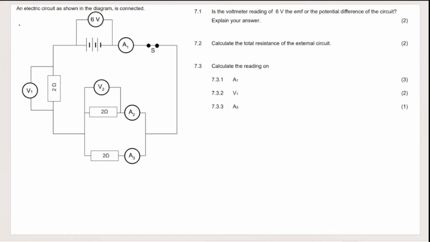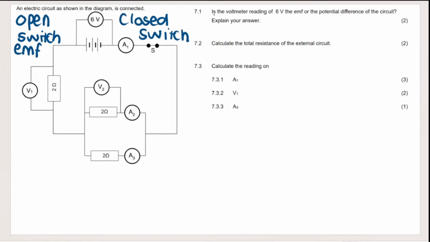So I'm just going to write a note for you here. If the switch is open, so open switch, then the voltmeter across the battery will read the EMF. If the switch is closed, so closed switch, then it'll read the potential difference of the circuit. So the answer here, is the 6 volts the EMF or the potential difference? It is the potential difference because the switch is closed. That's it.